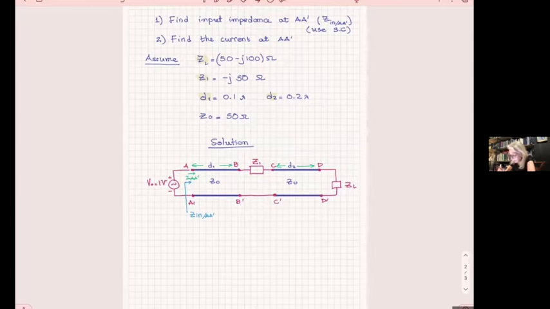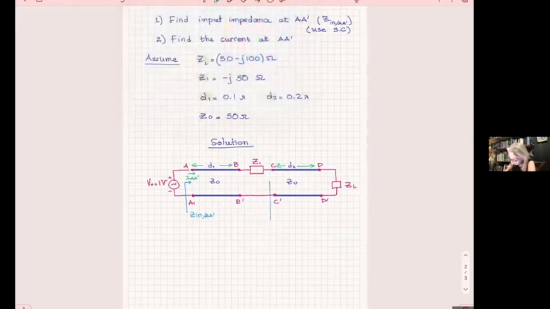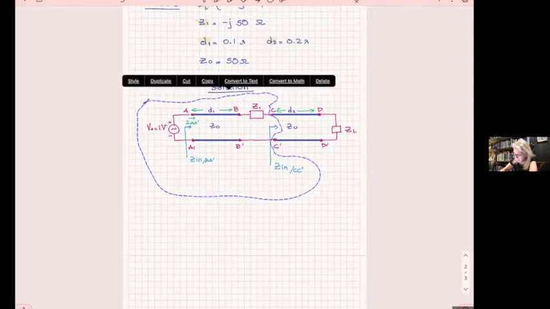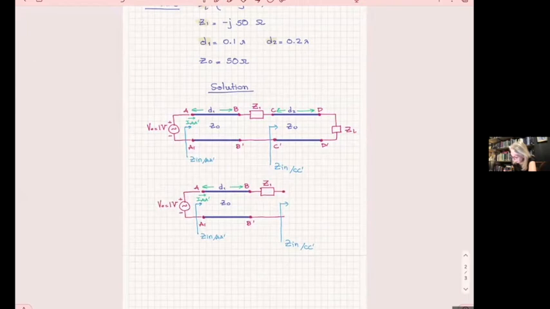I will transfer ZL from DD prime to CC prime. So I will come here as a step and find this impedance, Z input at CC prime. The moment I find that impedance, I will take this part of my circuit, duplicate it, and put it here. And in this part of the circuit, I will replace this section of the line with the impedance I found.